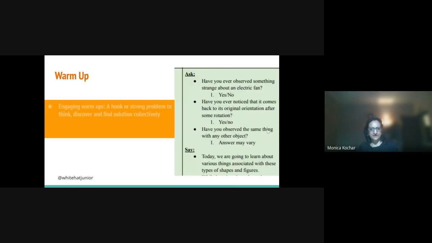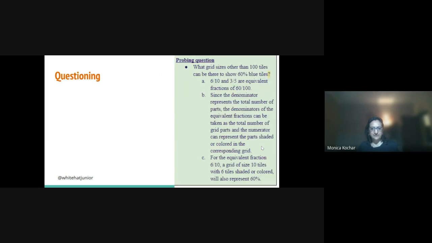At the warm-up time, having a very engaging hook to start the class, engaging the kids right in the beginning. For example, have you observed something very strange about this? And then all the children are thinking. And there is an open-ended question over here. So this is another time to ensure math talk, just at the start of the class. And as you can say, answers may vary. That means that this is an open-ended question.